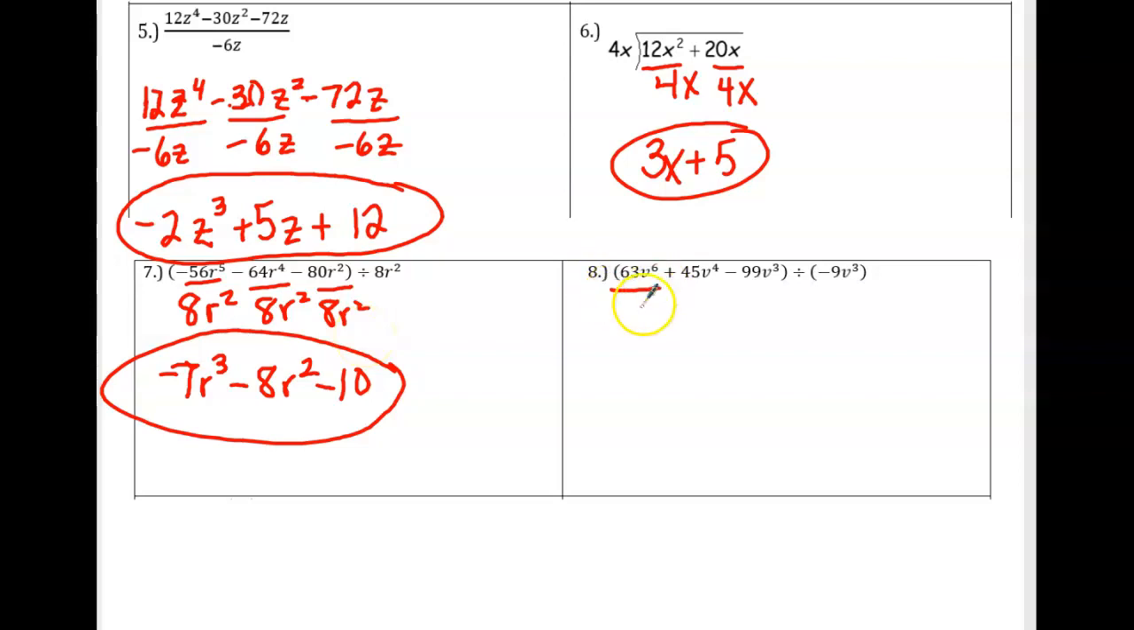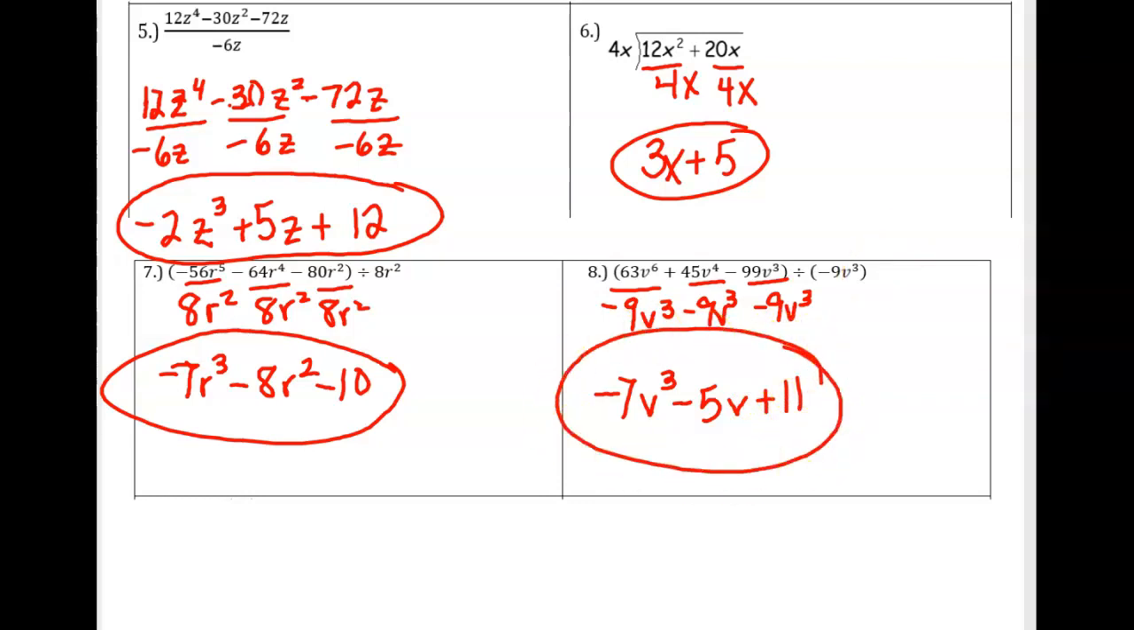All right, so again, please at any time, pause the video and try some on your own. Okay, so we're taking each of these terms and dividing it by -9v to the cubed. So this one would be a -7v cubed minus a 5, and that would be v to the first power, and then -9 divided by -9 would be +11, and the v cubes would cancel out.